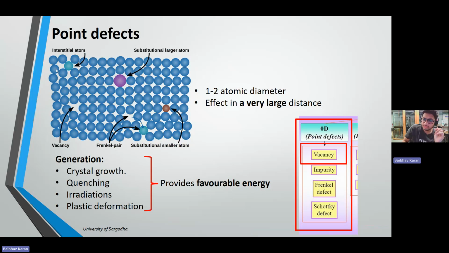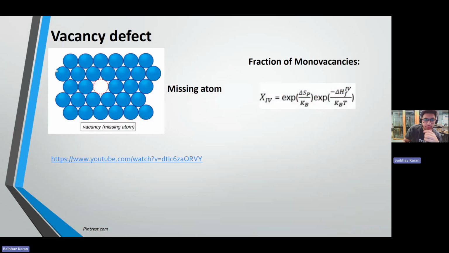Then we'll be discussing more about one of the zero-dimensional defects, that is the vacancy defect. As the name suggests, there is a periodic arrangement of the crystal, and one of the lattice sites is vacant. This hampers the periodic arrangement of the crystal, because this lattice site is vacant, so the arrangement will not be proper. This is known as a vacancy defect.